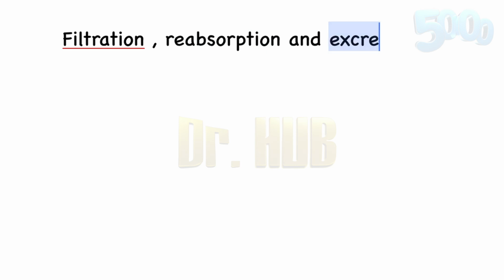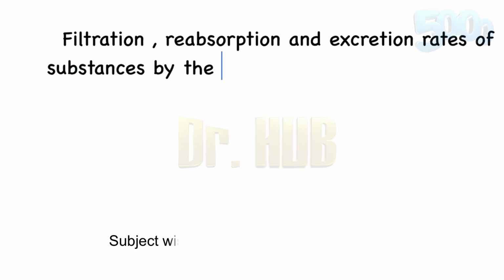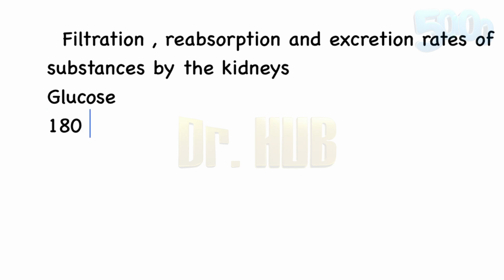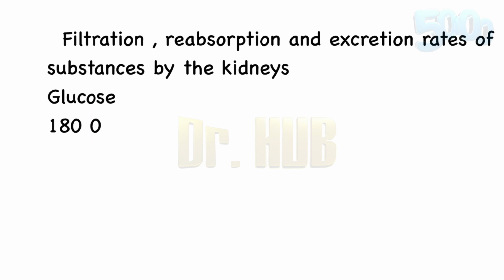Filtration, reabsorption and excretion of different substances by the kidneys. So we begin with glucose. The glucose amount filtered will be 180. The amount reabsorbed will again be 180. The amount excreted will be a net of 0, and the percentage of filtered load reabsorbed is 100%.